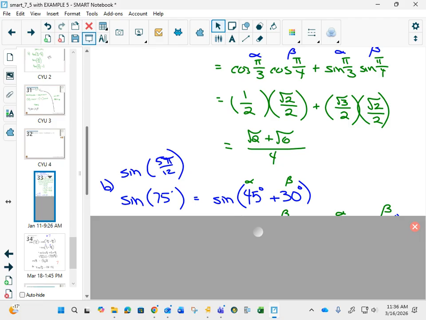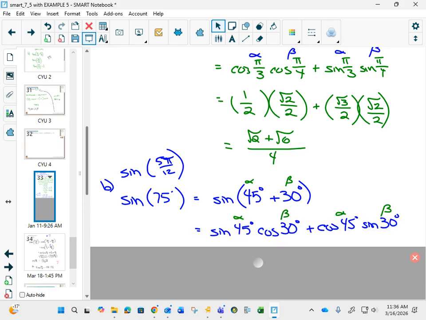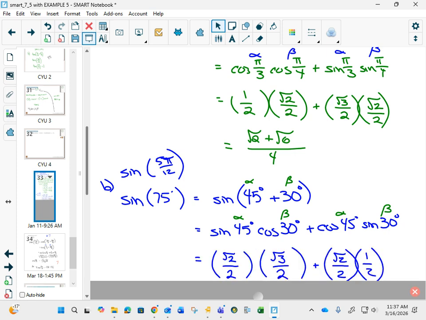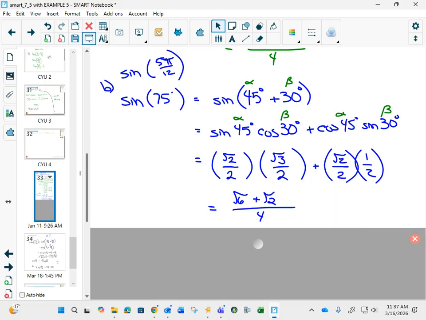This is probably the easiest, 30 plus 45. Those are both on our unit circle. This becomes our alpha, this becomes our beta. And we expand it with the formula, sine alpha cos beta plus cos alpha sine beta. Get those values from your pi plate. And sure enough, we get a root 6, a root 2 over 4. They're all positive again.